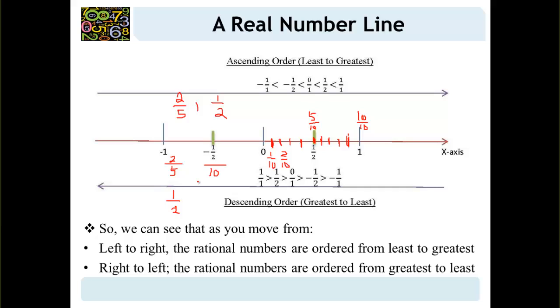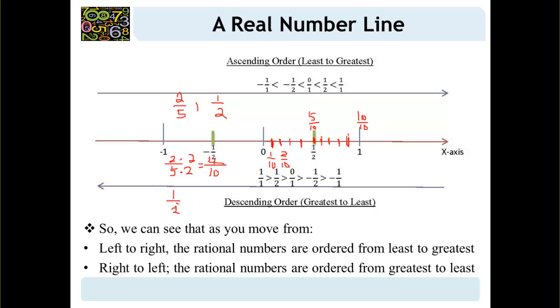Other videos will talk about this. So what are you going to do to 5 to give you 10? You multiply by 2. Whatever you do to the denominator, you also have to do to the numerator. So this means 4 out of 10. So 2 out of 5 means 4 out of 10. 4 out of 10 is the equivalent fraction of 2 out of 5.